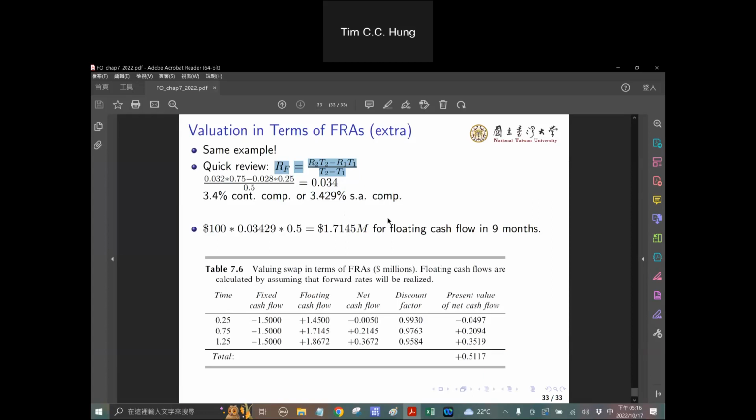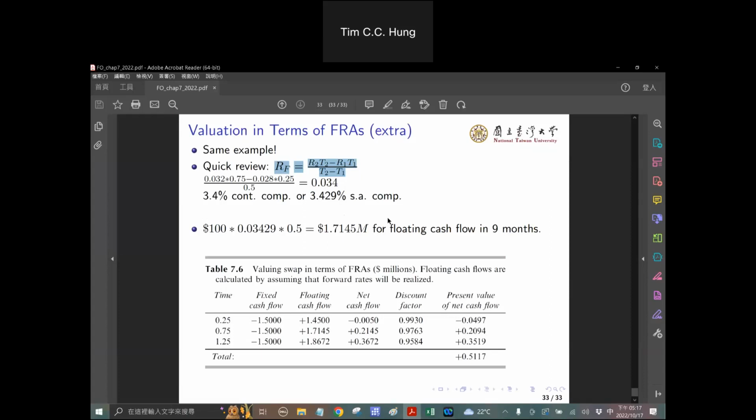If you change it from continuous compounding to semi-annual compounding, it will be 3.429%. Calculate $100 million, or $100, multiplied by this rate divided by 2. You can conclude that the fair payment for the floating cash flow should be 1.71 over here. You can do exactly the same and come up with an estimation of what the floating cash flow should be in 15 months. And then we know how to do the discounting. You have all the interest rates for the discounting.